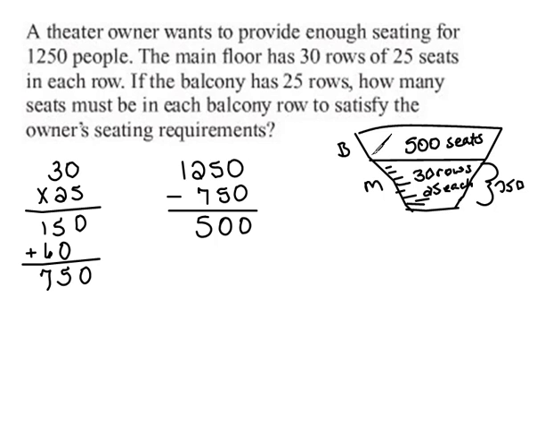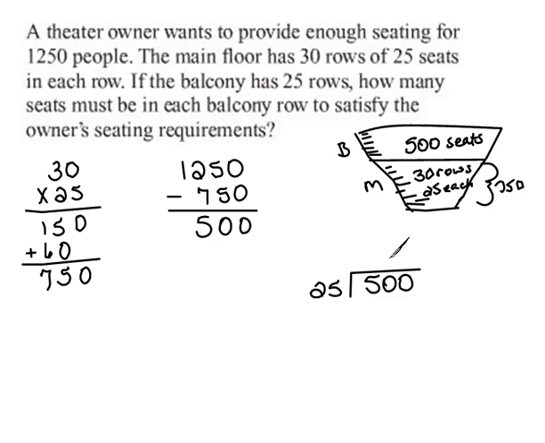Well, we know that there are 25 rows here in the balcony. So I need these 500 seats to be divided equally amongst those 25 rows. So think about what we just said. Divided equally amongst those 25 rows. So if I have 500 seats and I want to divide them into 25 rows, that's a division problem.